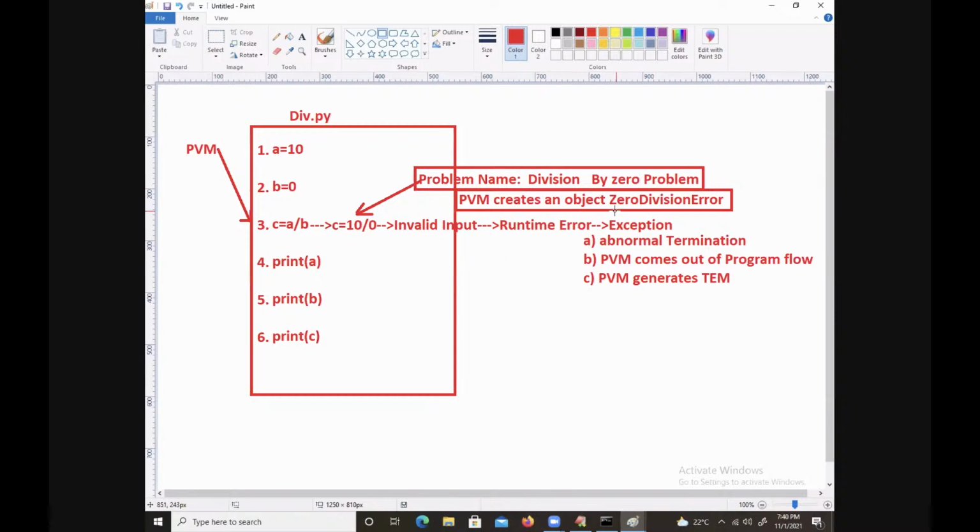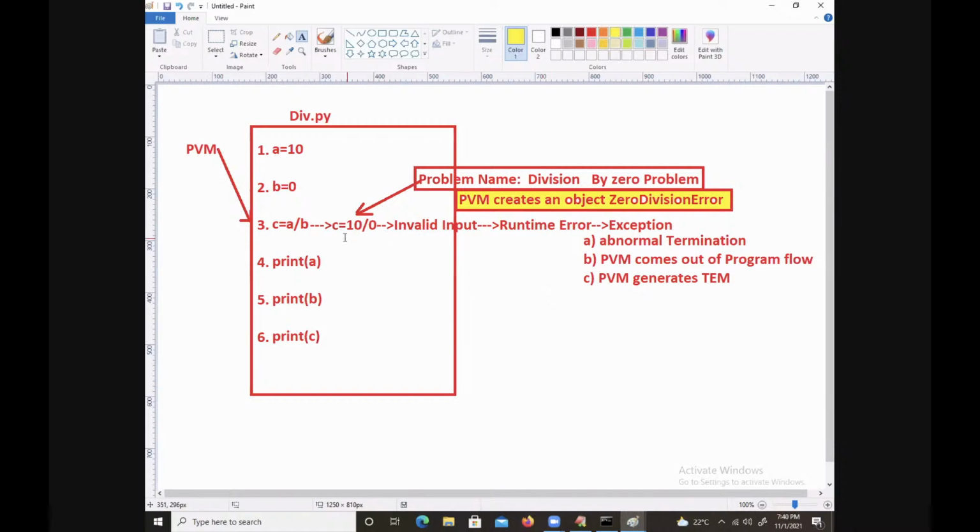PVM creates an object called what? Zero division error. Zero division error is called what? What is the zero division error called, everybody? It is called an exception class. Like that, so many exception classes I am going to tell you.